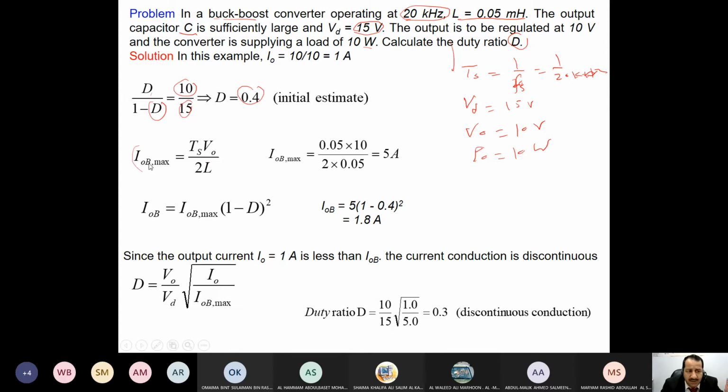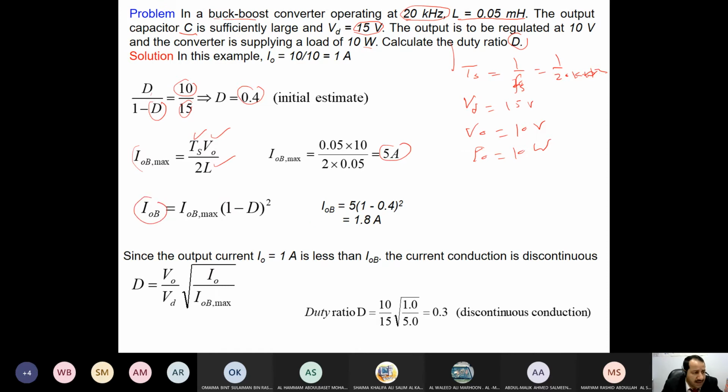Now I have the formula for output. You may say, just a minute, where are you taking me? I'm taking you to find the output and to check with the maximum. If it is lower than the boundary, we have discontinuous conduction mode. If it is higher, we have continuous conduction mode. Very simple, check the boundary. IO max, I have it. I substitute T, VO, inductance, all of them, and I get 5 ampere.